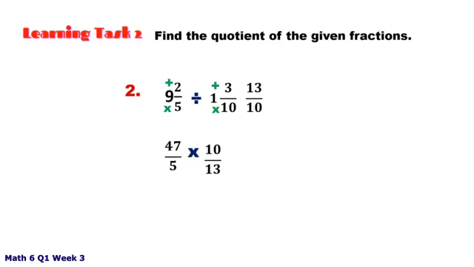Then, let's multiply. Before that, let us use cancellation for 5 and 10. The common factor is 5. 10 divided by 5 equals 2. 5 divided by 5 equals 1. Then let's multiply. 47 times 2 equals 94. 1 times 13 equals 13. Then change to mixed number: 7 and 3/13.